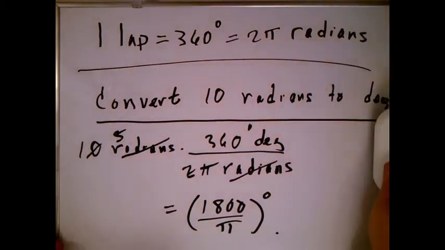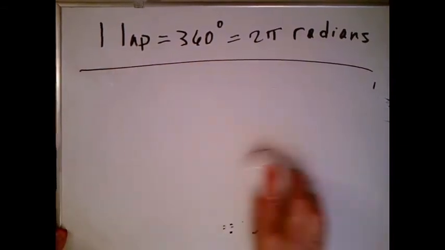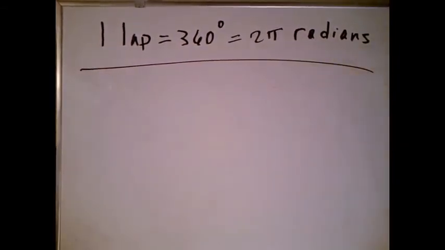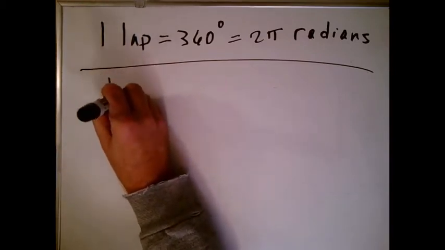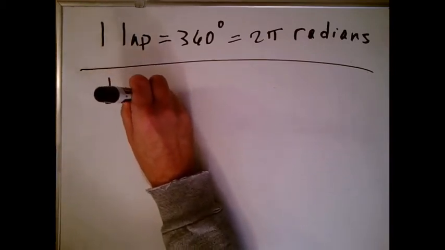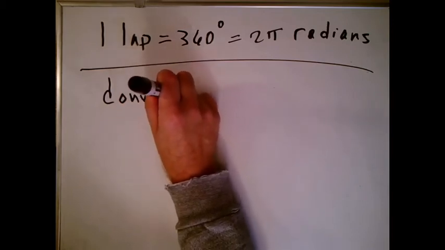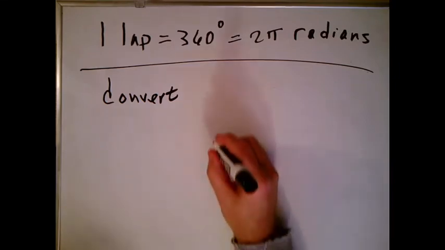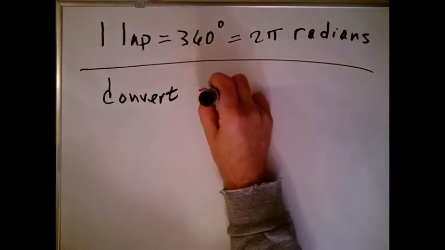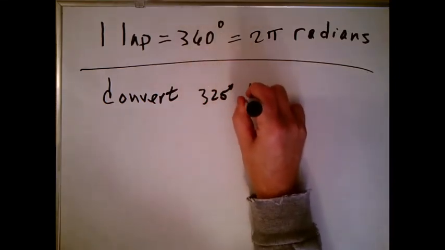But meanwhile we're just trying to practice conversion, so let's do the other way, converting degrees back to radians. Another example, let's convert, let's see, how about 325 degrees to radians.